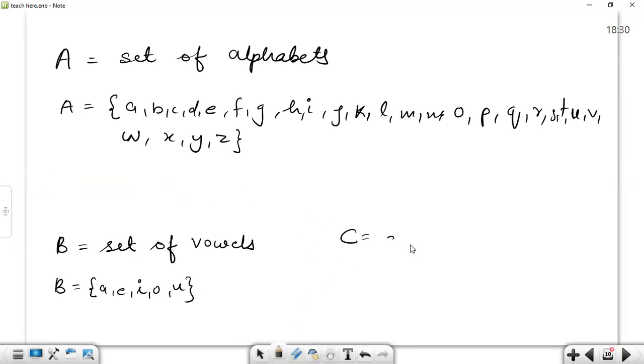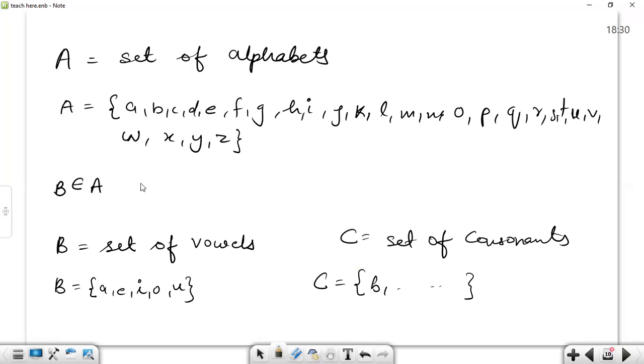And C is the set of consonants in English alphabets. So these are the set of vowels and the set of consonants. Now, do all elements of set B belong to set A or not? True or false? True, sir. Very good. Do all elements of C belong to A or not?